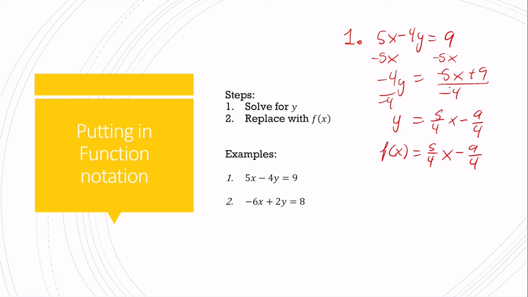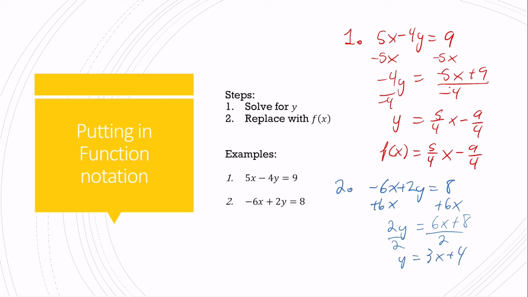Let's switch to a nicer color, SLU blue. For number 2, we've got negative 6x plus 2y equals 8. We go ahead and solve for y. The next thing we're going to do is divide by 2 on both sides to get y all by itself. And then we can rewrite this using function notation. So f of x, the function depending on x, is 3x plus 4.